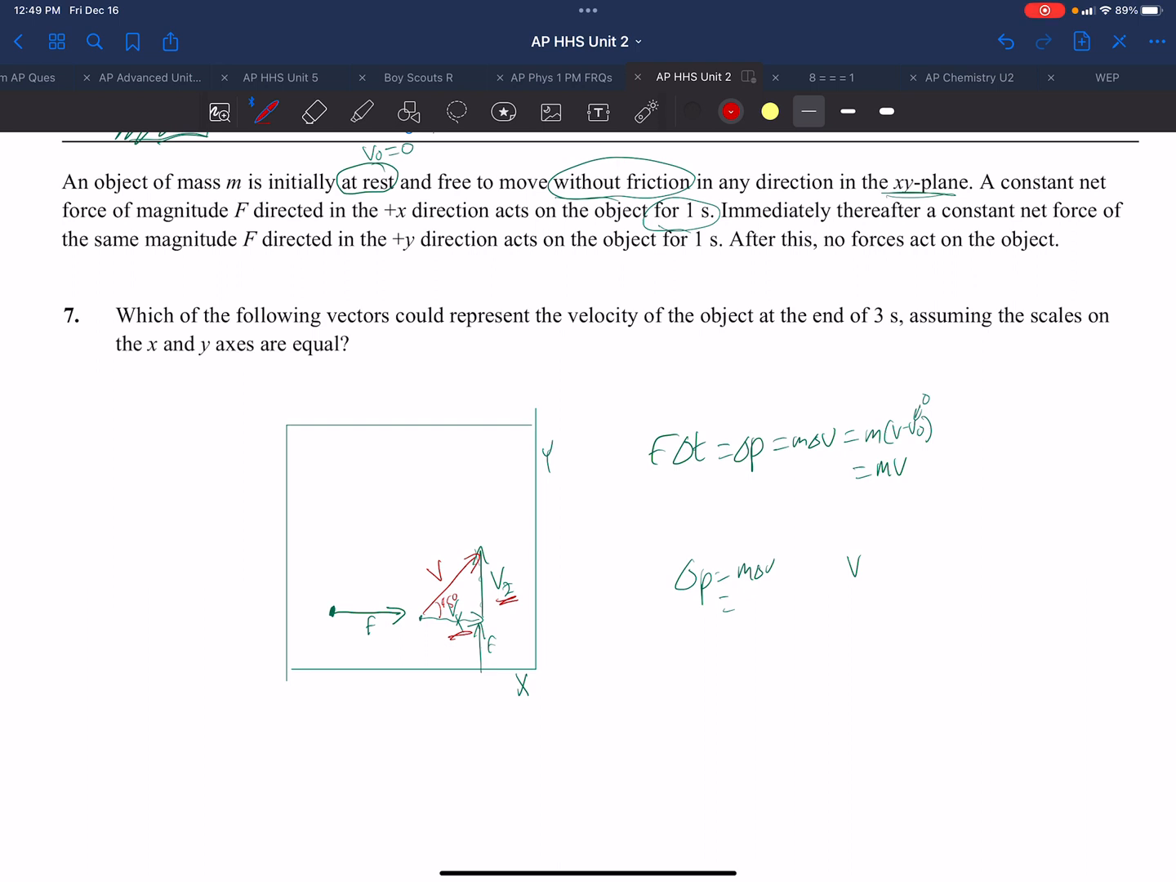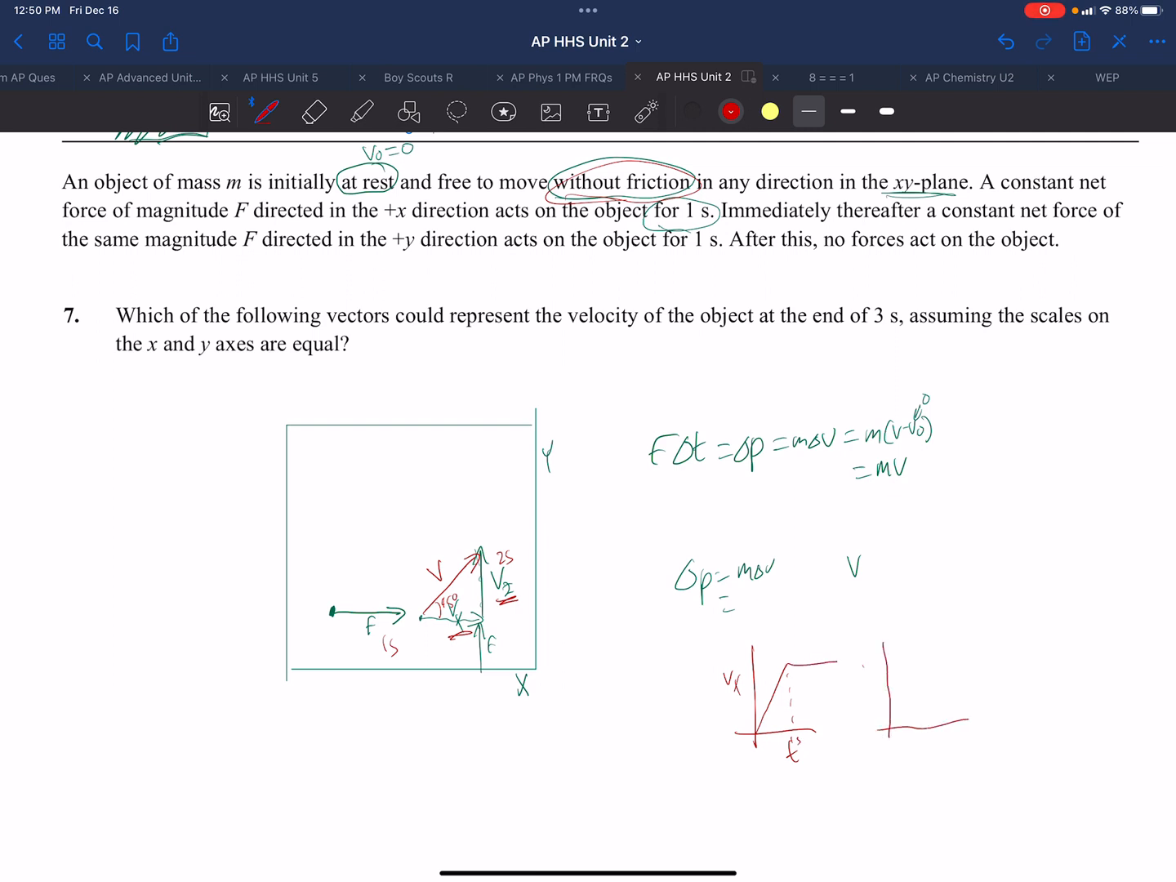So which one could represent the velocity of the object at the end of 3 seconds? So here is 1 second, and then the second, and there's another second later. Since there's no friction, it's going to continue moving at a constant velocity. So if we look at the velocity in the x versus time, it'll start at 0, and it'll increase to some level for 1 second, and then it will stay at that value.